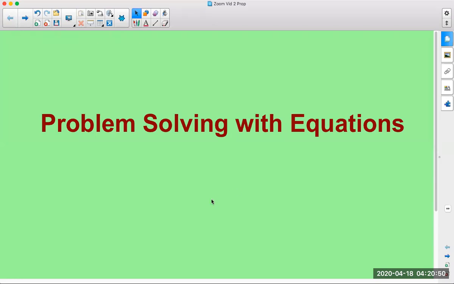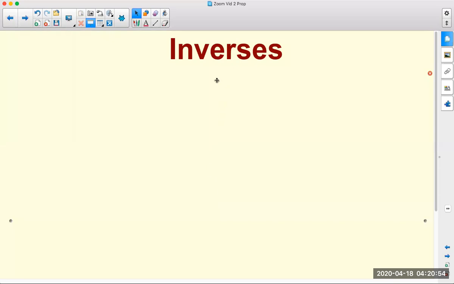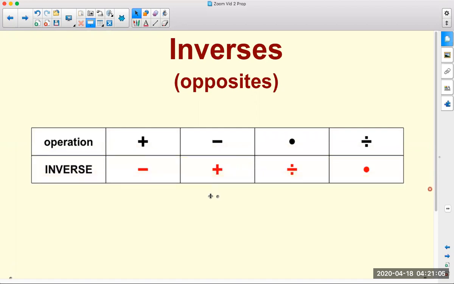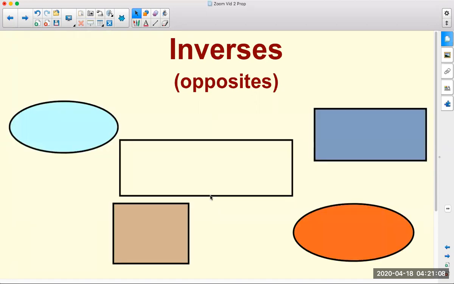Hey, in this video, we're problem solving with equations. To do this, we need to know about inverses. Inverses are opposites. These are the operations we'll be using to solve, and these are their inverses. Let's practice with inverses now.